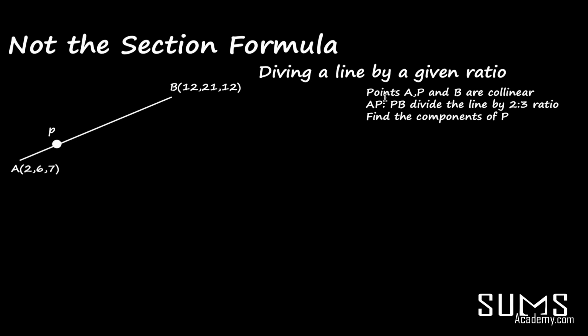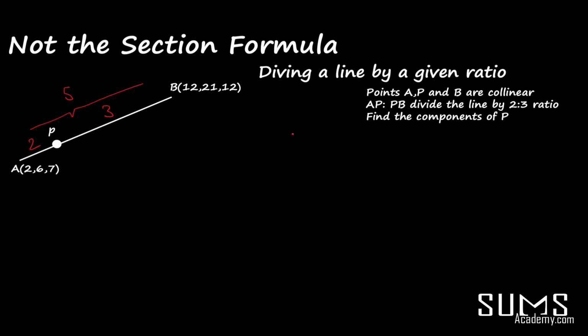So in this lesson, we're going to look at another example of dividing a line by a given ratio. We're told that points A, P, and B are collinear, and AP to PB divide the line by a 2 to 3 ratio, and we're asked to find the components of P. So what does this mean? We're told that AP to PB divide the line by a ratio of 2 to 3. So that means that this is 2 parts of the line and this is 3 parts of the line, making a total of 5. This is 2/5 of the line, this is 3/5 of the line.